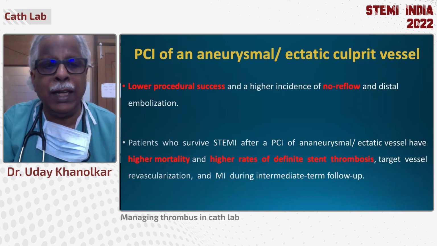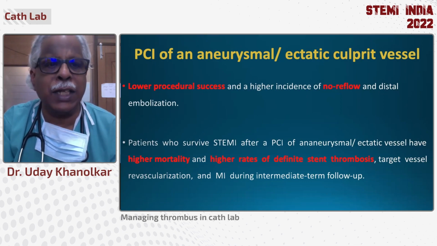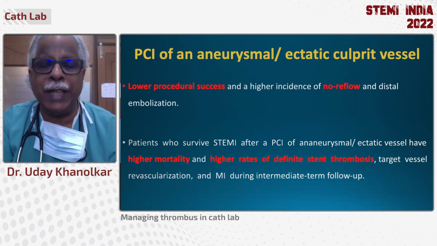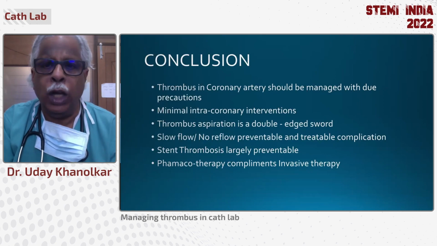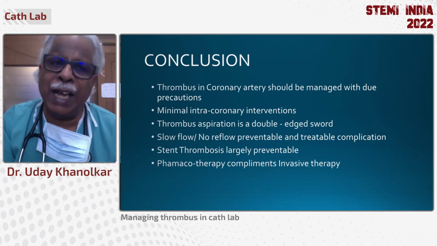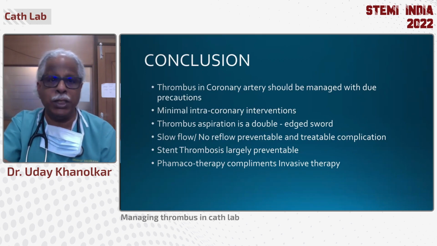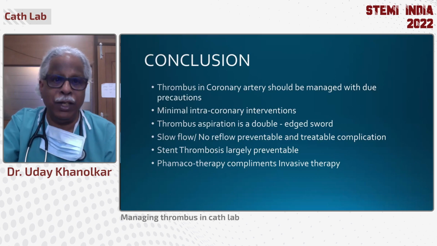So when you are taking a patient for PCI and there is an aneurysm, there is a very high chance of procedure failure, no reflow and distal embolization. Patients with aneurysms have to be treated very delicately, with as much conservative management as possible. To conclude, thrombus in the coronary artery is a large topic, but I have given only a few snippets because of time limitations. A thrombus in the coronary artery should be managed with due precaution and minimum intracoronary intervention.